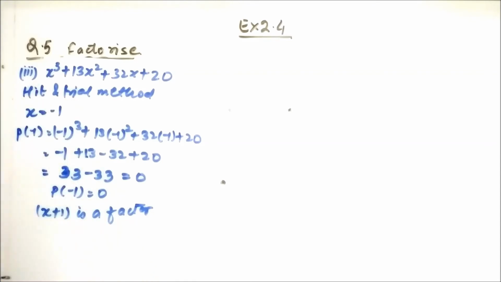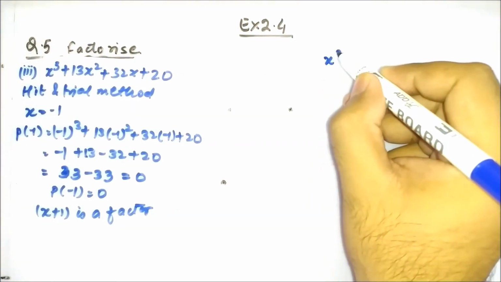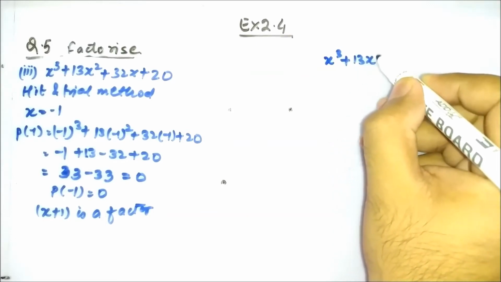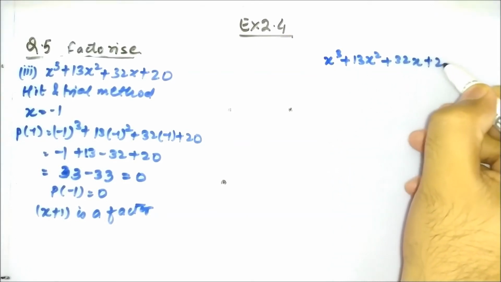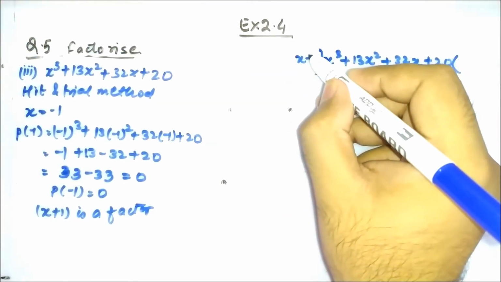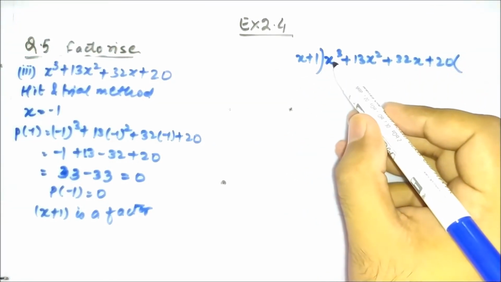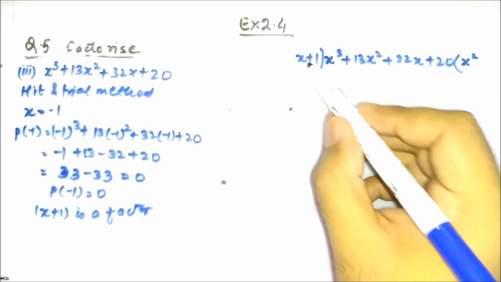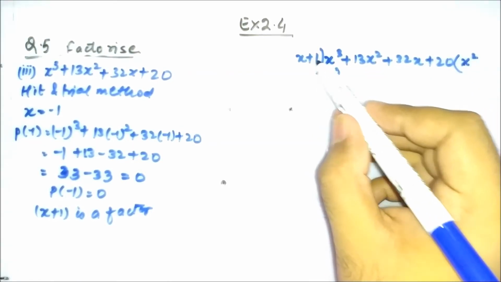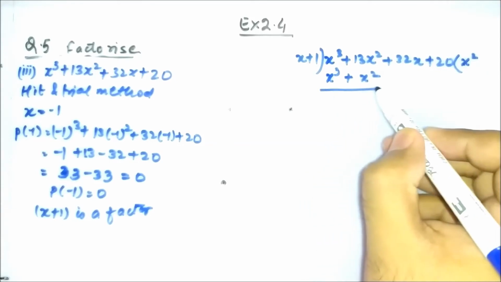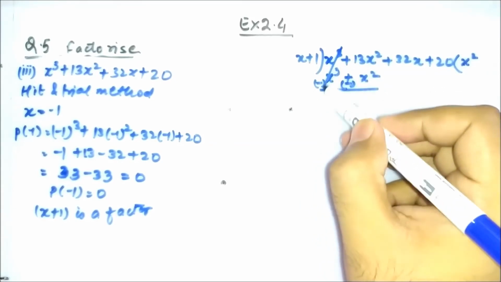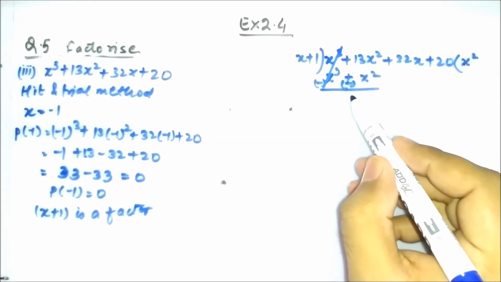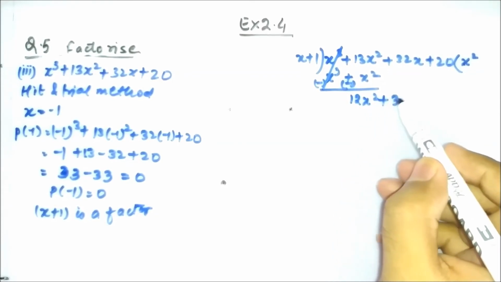Now we are going to divide this cubic polynomial by the linear polynomial, that is x plus 1. By division, we'll divide x cube plus 13x square plus 32x plus 20 by x plus 1. The first term is x cube here and the first term is x here. So when you divide, you will get x square. x square into x gives you x cube, x square into 1 gives you plus x square. Now when you subtract, the sign will get changed here. This will get cancelled. 13x square minus x square will be 12x square plus 32x.